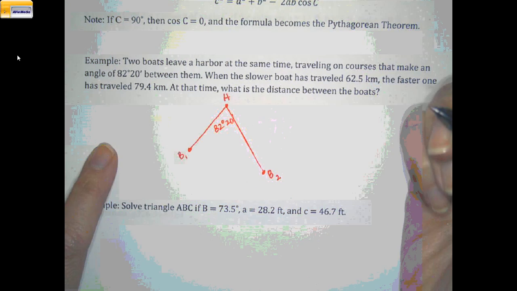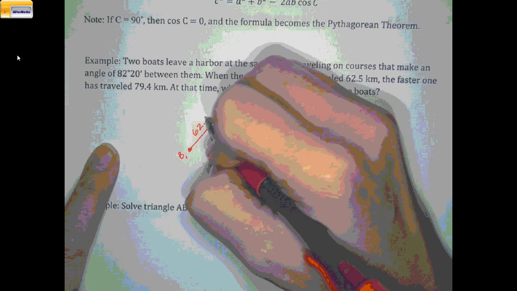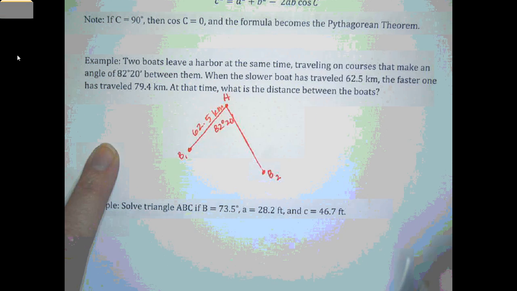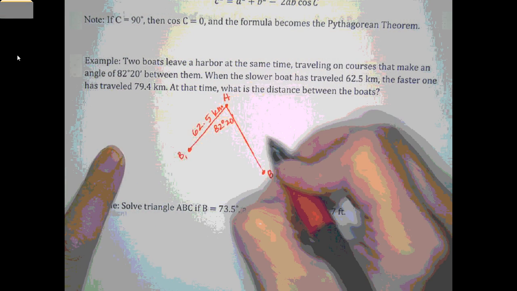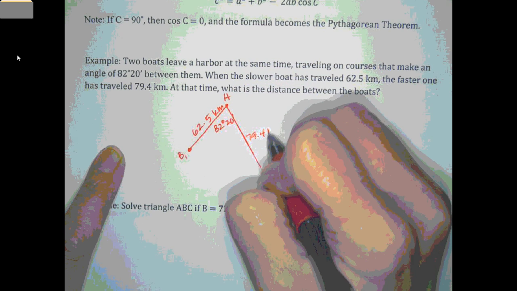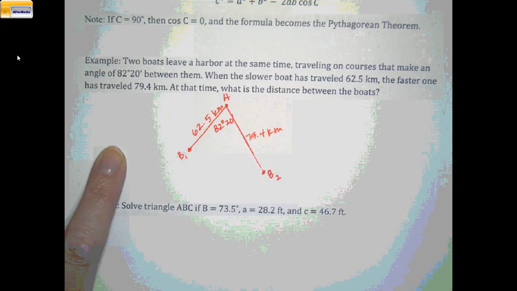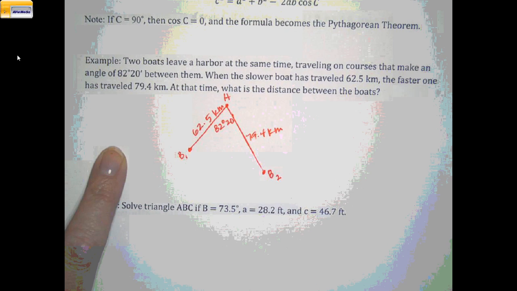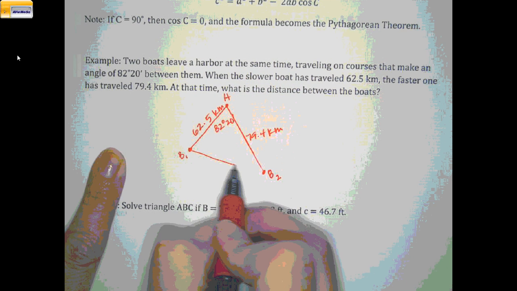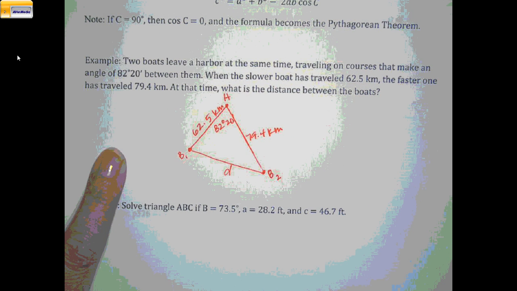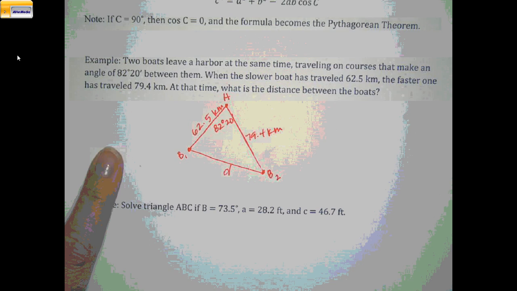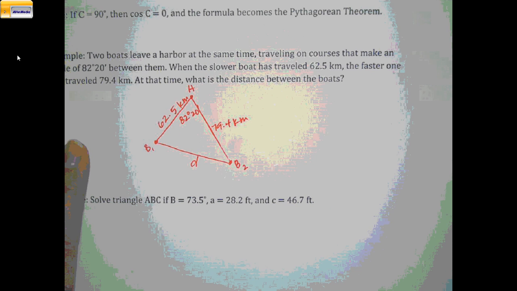When the slower boat has traveled 62.5 kilometers, the faster one has traveled 79.4 kilometers. At that time, what's the distance between the boats? You're given 2 sides and an included angle. Law of cosines is going to get you there quickly.